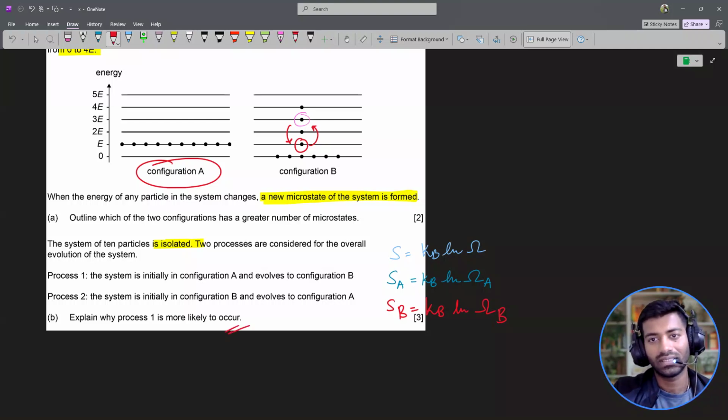So we will see the system evolve from lower entropy to higher entropy, as a result of which the evolution from configuration A to B is more favorable. As simple as that. So I hope you guys understood this pretty well.